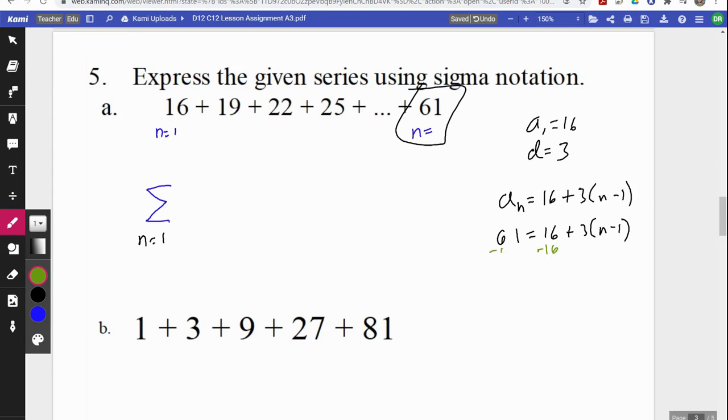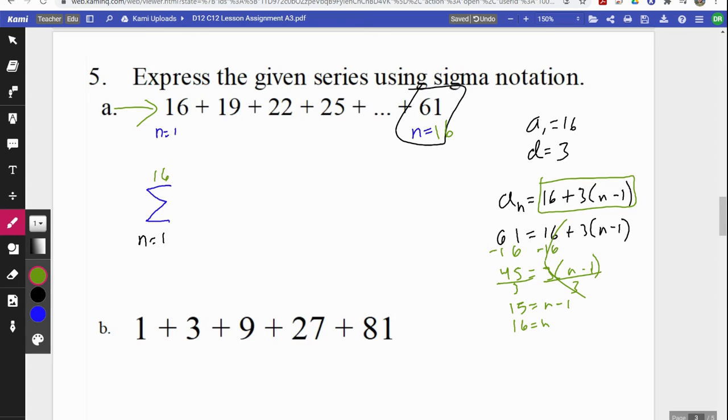I'll subtract 16. See where we're at. That brings you down to 45. And we could divide by 3. 15 equals n minus 1. Add 1. 16. So this is the 16th term. So this sigma, start at 1, go to 16, and we have this formula. We already have the formula because we wrote it. That's the formula that generates this sequence.